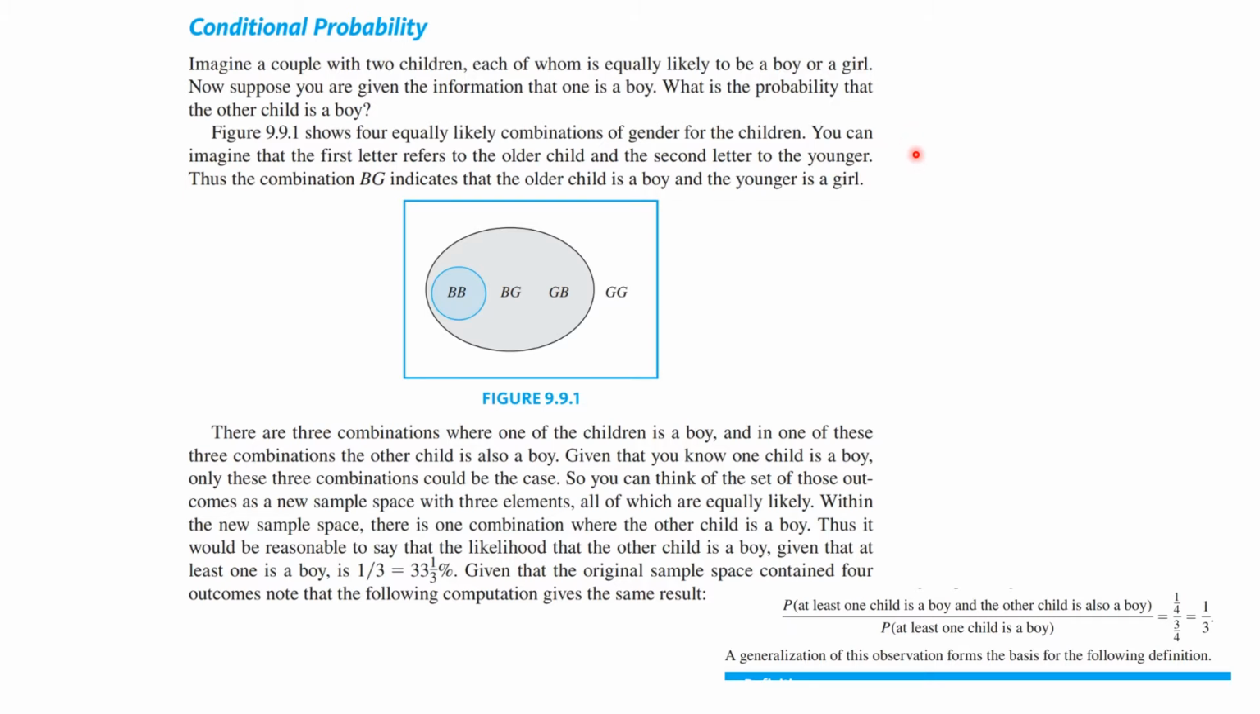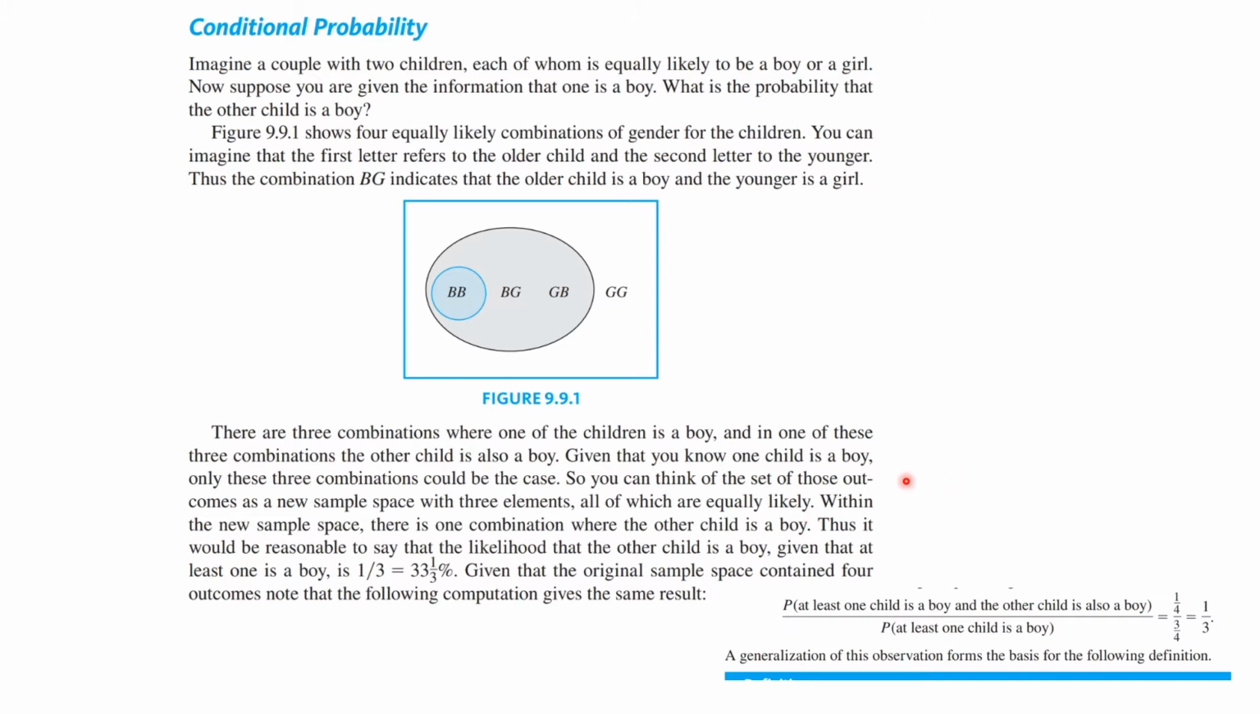You can imagine that the first letter refers to the older child and the second letter the younger, and thus the combination BG indicates the older child is a boy and the younger is a girl, and there is the picture. Now there are three combinations where one of the children is a boy, and in one of these three combinations the other child is also a boy. Given that you know one child is a boy, only these three combinations could be the case.